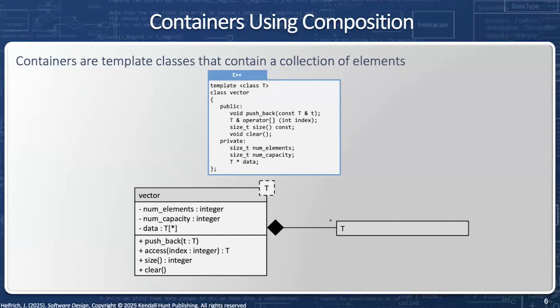One thing to notice here, this T could be a built-in data type like an int or a float or a bool. It could be something from the standard template library like a string, or it could be a user-defined class. At this point, I don't know, so I'm just going to include it as a T.